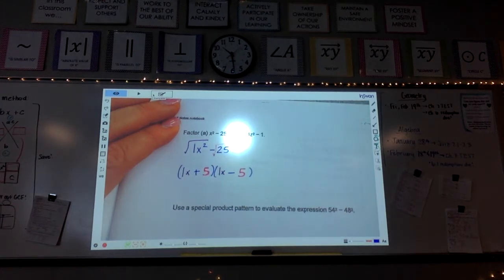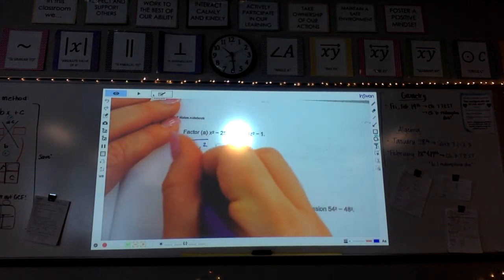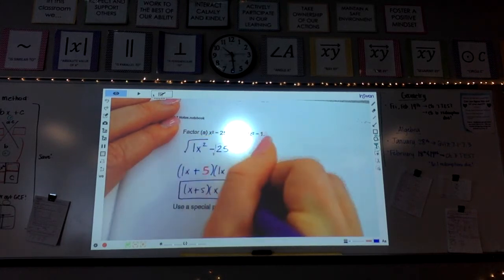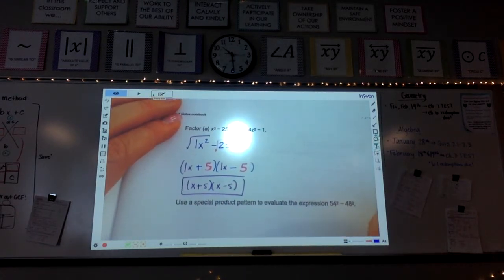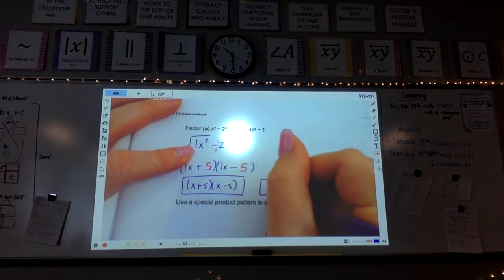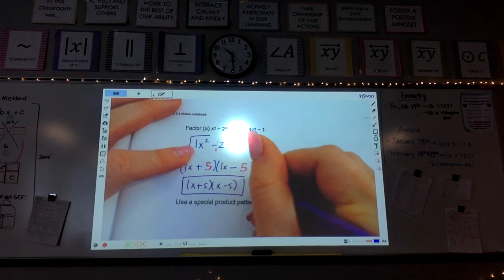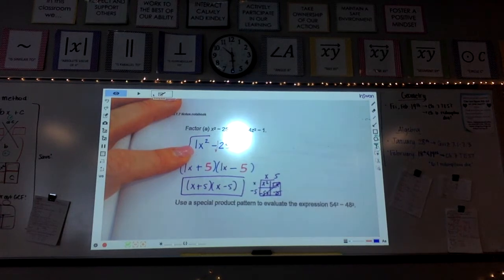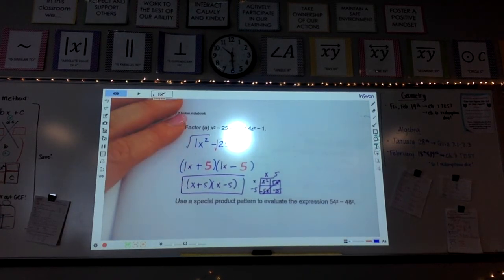I don't typically write 1x, we would just write it as x. If you wanted to double check yourself, you could multiply it and make sure you get this as your answer, which wouldn't take very long. If I wanted to use box method, I could quickly do that. X squared, 5x, negative 5x, negative 25. That'll cancel. X squared minus 25 is what I get. I know my answer is correct.